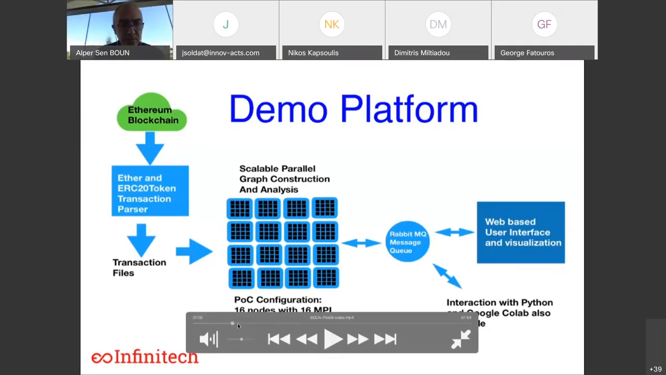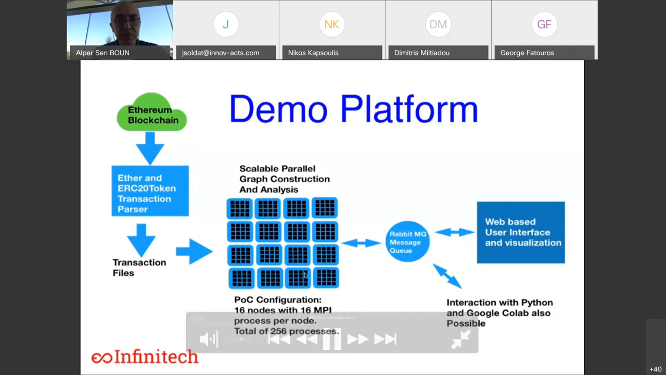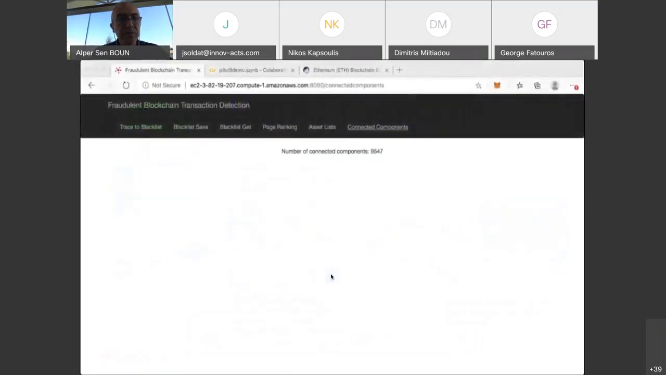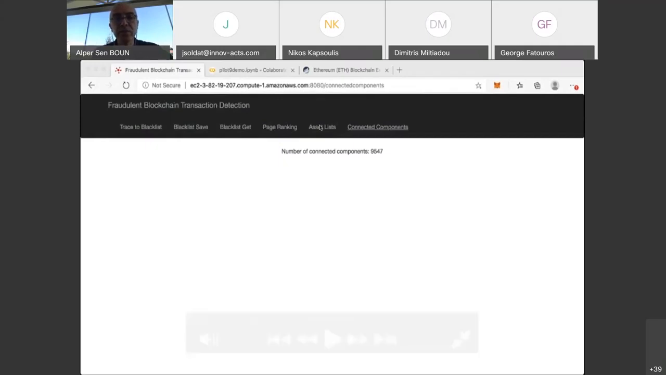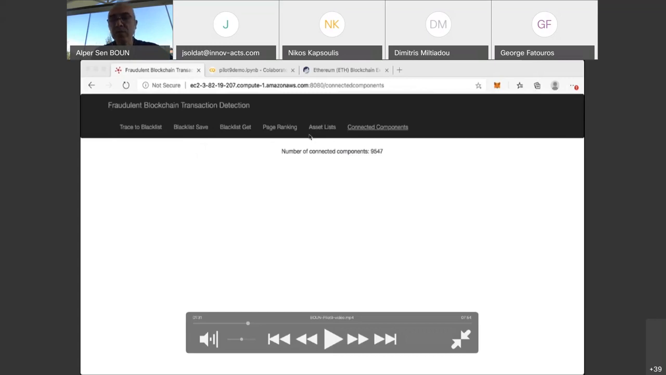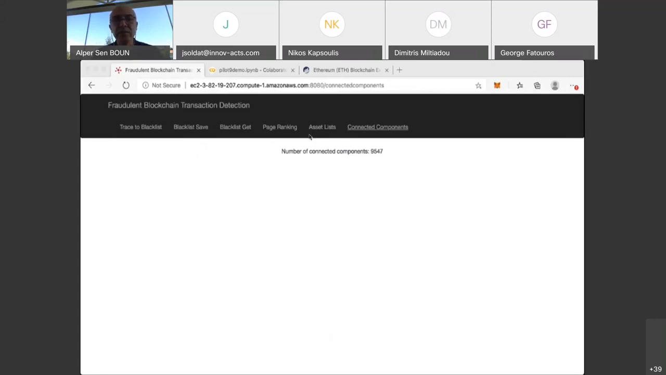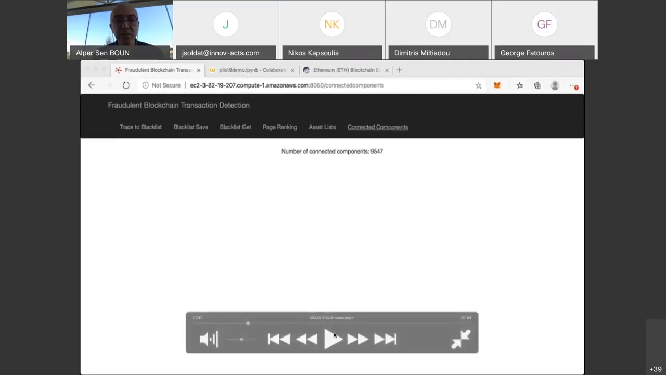So I'm going to skip over to some of the capabilities of the user interface. So this is what it looks like. We have a way of tracing from blacklist nodes to the addresses of interest. We have a way of adding or increasing our blacklist database. And we have a way of ranking the addresses in terms of importance. And then we have a way of seeing what kind of assets or addresses we are tracking in our asset list. So I'm going to show each one of these briefly to you.